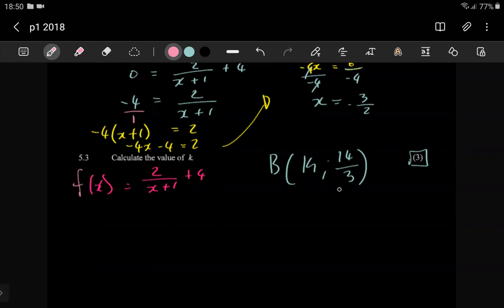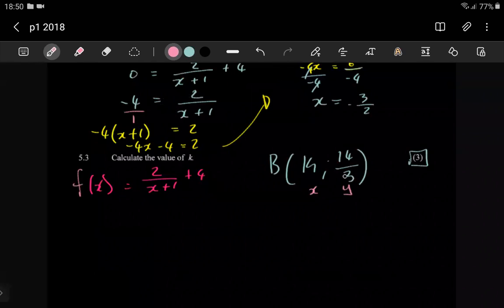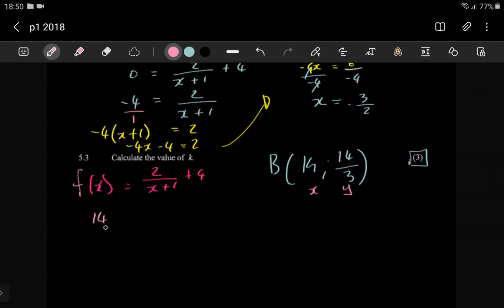But let's see. This is the y values. This is the x value. So where y is, we're going to put 14/3 there, and where x is, we're just going to put a k, and then we have to solve for k.